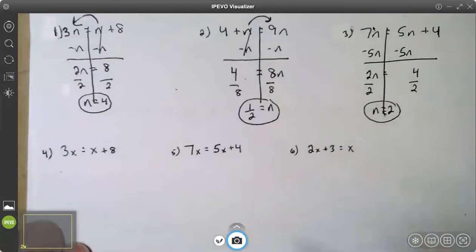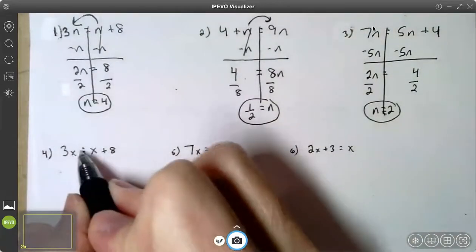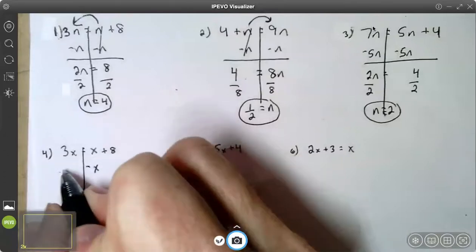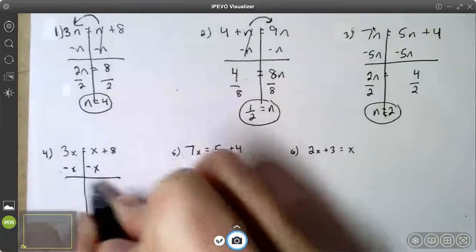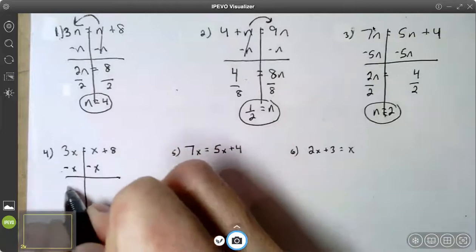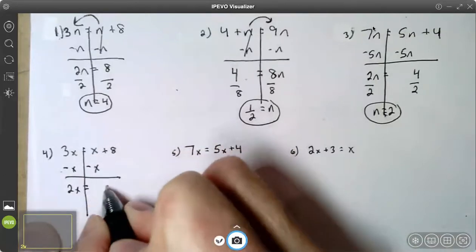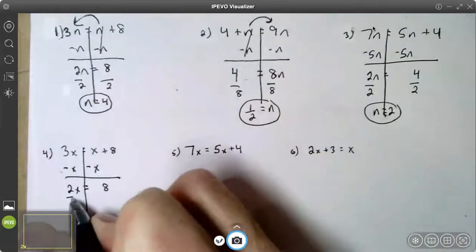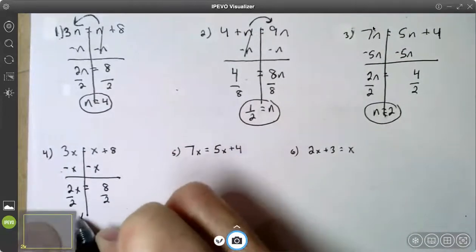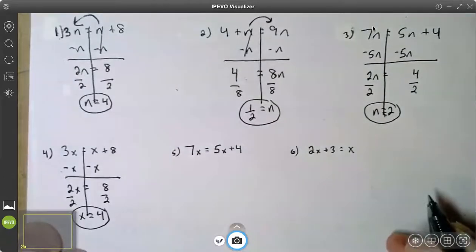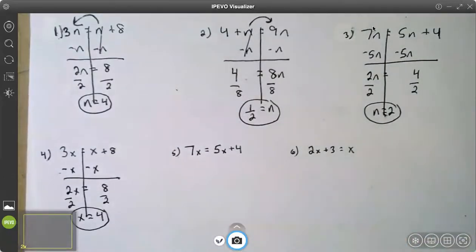Number 4. On number 4, variable on both sides, constant on the right. So to get rid of this 1x on the right, I subtract 1x from both sides. 3x minus 1x is 2x. x minus x is nothing. Bring down my 8. To get rid of times 2, you divide by 2. And your answer is 4. Number 5.